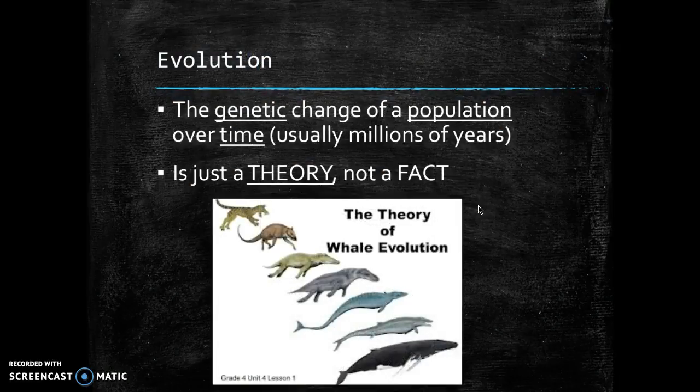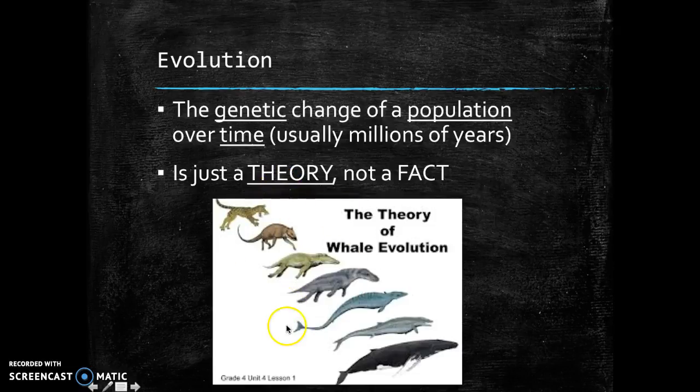So evolution, as you guys know, is the genetic change of a population over time. It's usually millions of years, right? It's not just one individual. Evolution happens to a population of species. Evolution, just to be clear, it's not fact, right? It's not factual. It's not like the sky is blue. We think of evolution as a theory, a well-supported theory, right? There are other ways that we can explain evolution, but it's just a theory, but it's very well supported.